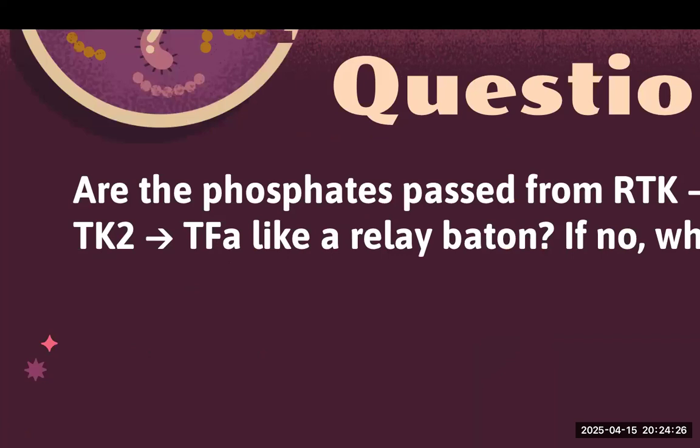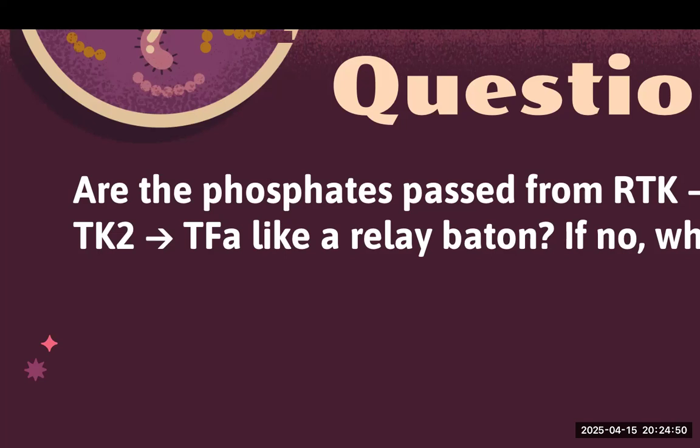Quick question, before we even get into the pathway. Talk about phosphorylation. We know that TK1, TK2, we're gonna get into all that. They get phosphorylated. Are the phosphates passed from RTK, TK1, TK2, TFA? Is it like a relay baton? And if no, why?